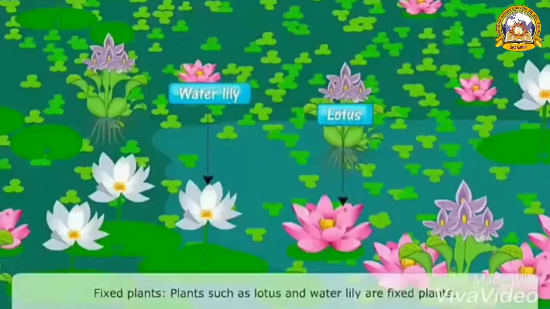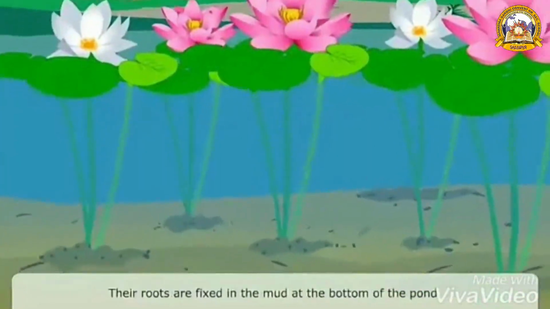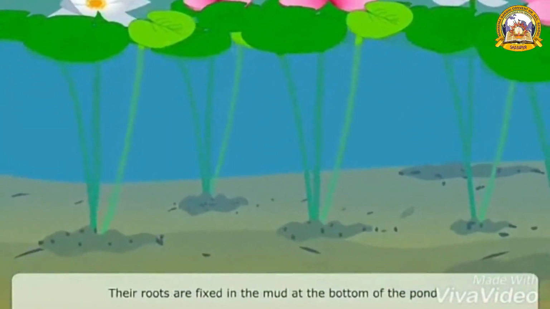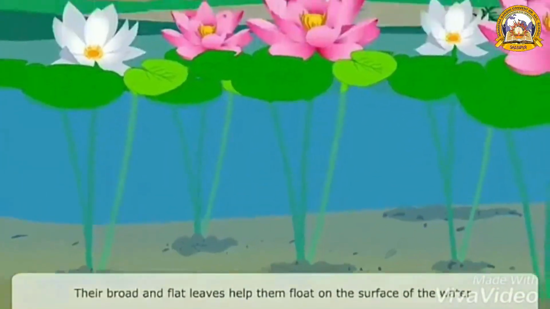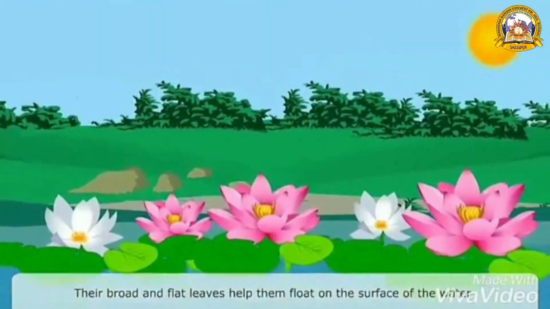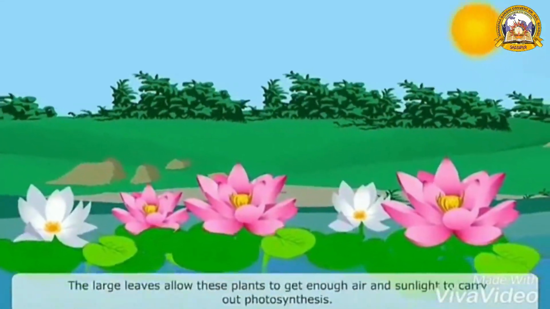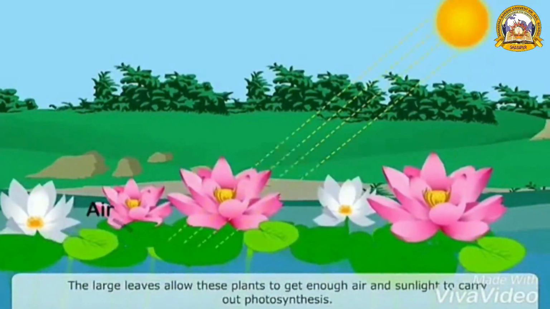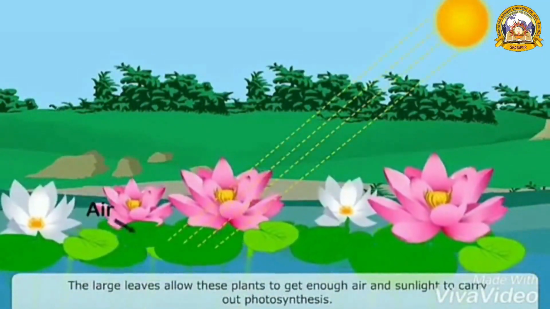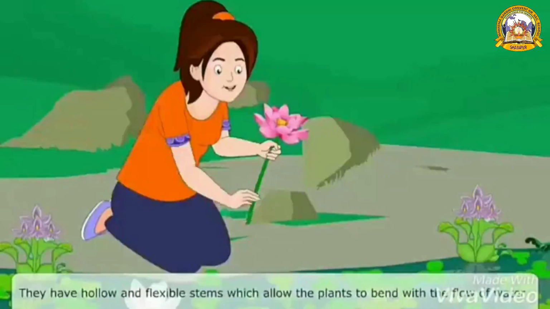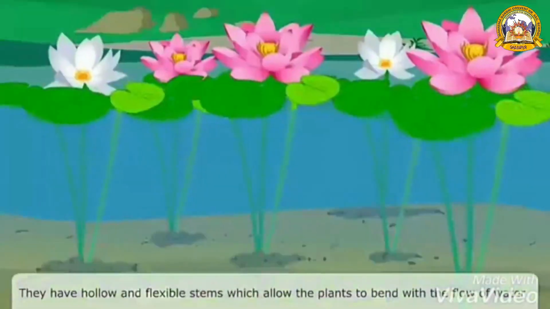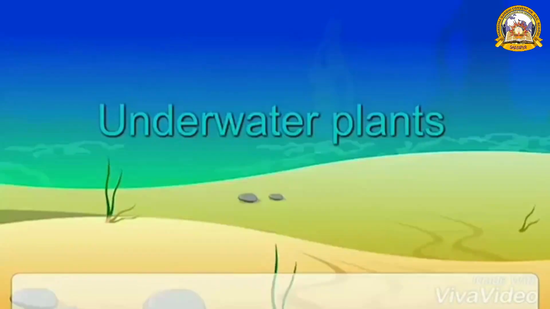Fixed plants. Plants such as lotus and water lily are fixed plants. Their roots are fixed in the mud at the bottom of the pond. Their broad and flat leaves help them float on the surface of the water. The large leaves allow these plants to get enough air and sunlight to carry out photosynthesis. They have hollow and flexible stems which allow the plants to bend with the flow of water.